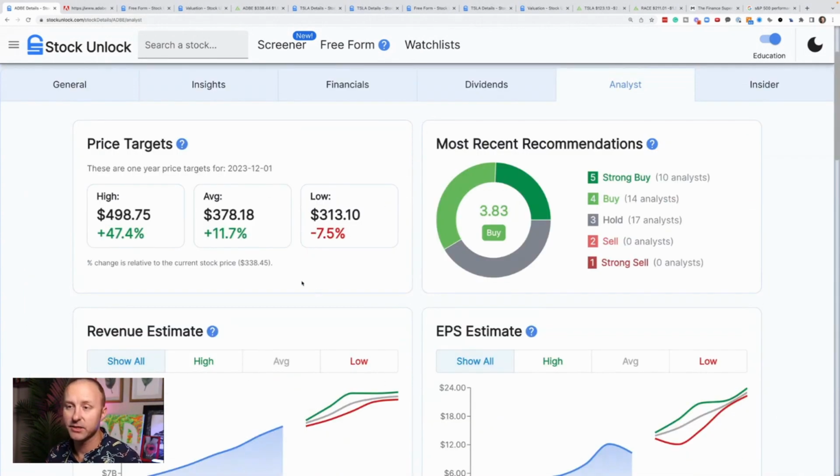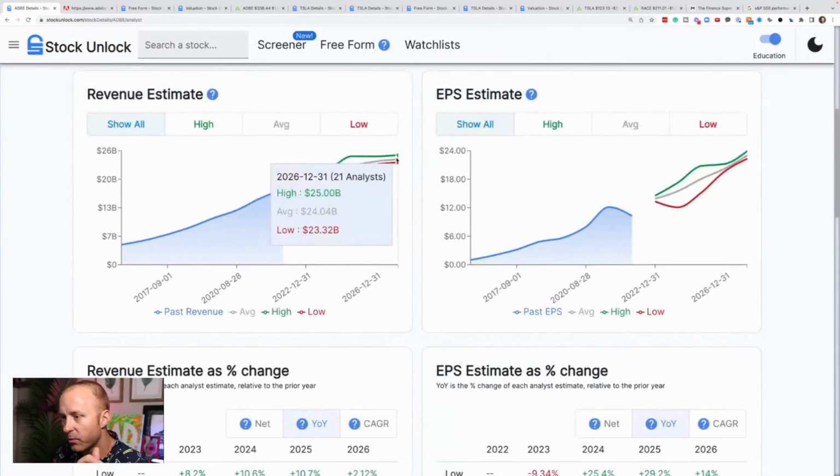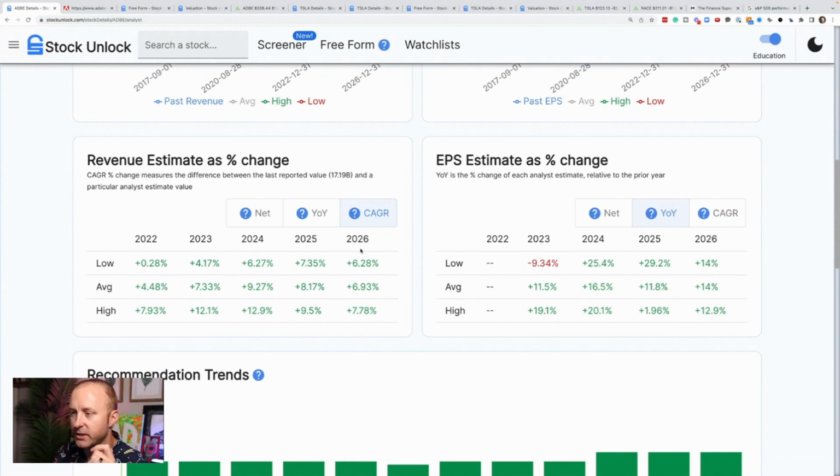In terms of what analysts expect, I'm going to give you my own price estimations or price targets, but there's a high price target from analysts of 498. The average is 378 and the low is 313. And then from a growth perspective, through 2026, analysts are expecting revenue to grow at a low of about 6.28% per year and a high of 7.78%.